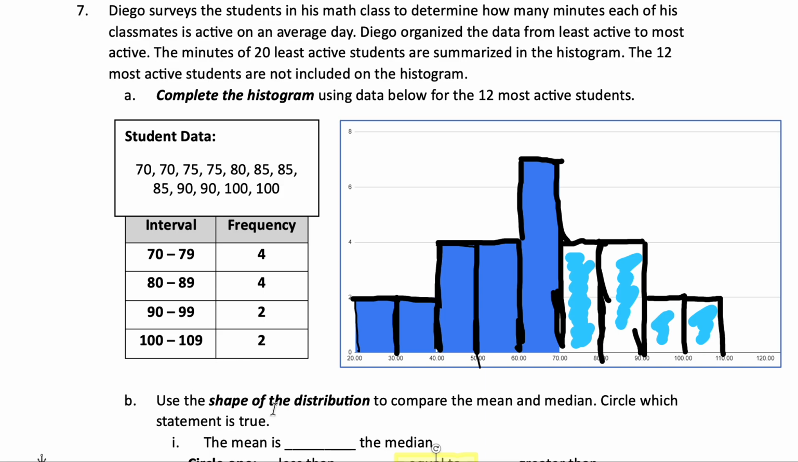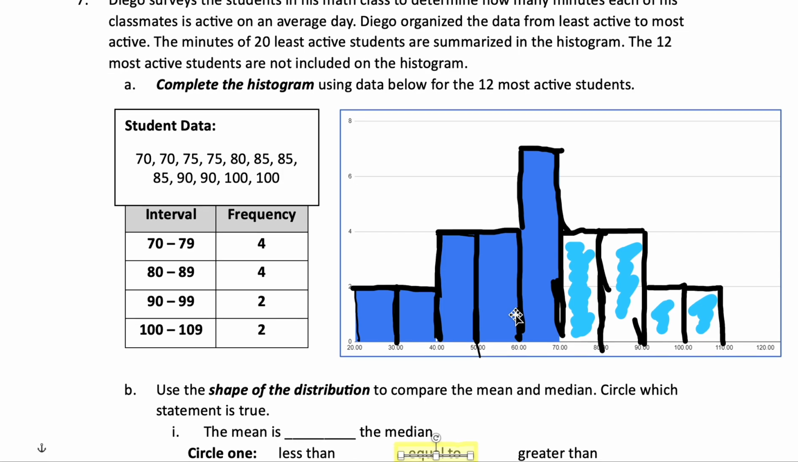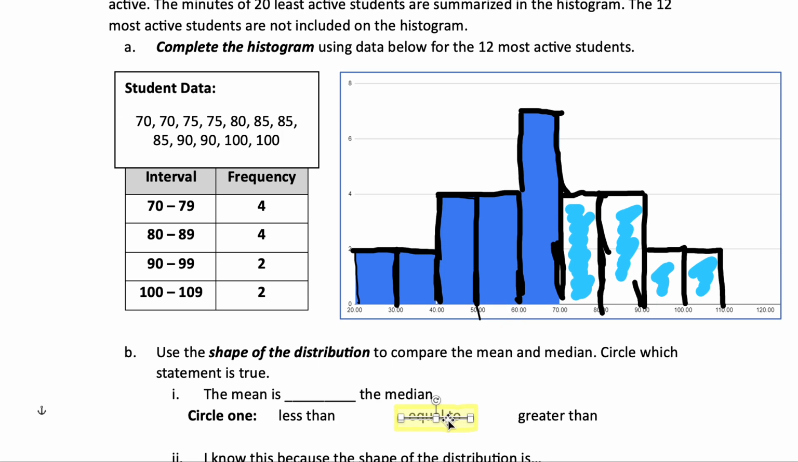Use the shape of the distribution to compare the mean and the median. Circle which statement is true. The mean is blank the median, so it would be, is it less than, equal to, or greater than? This is a bell-shaped curve, a normal distribution, so the mean and the median should be equal. Okay, it's equal.